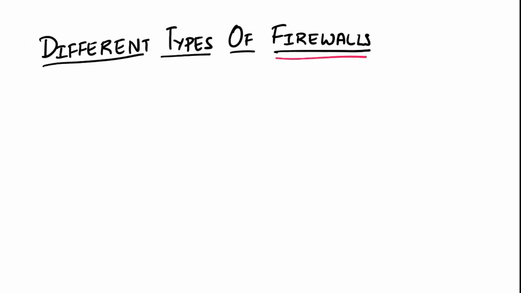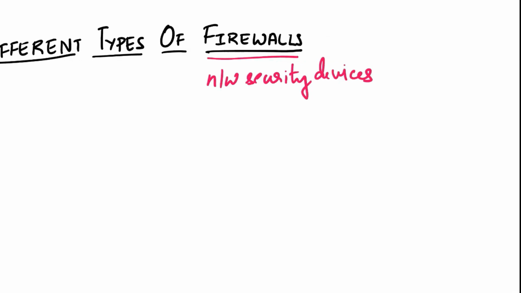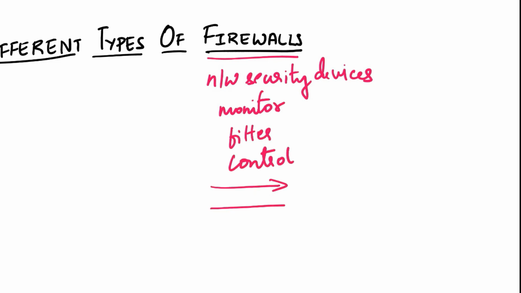Firewalls are essential network security devices, or these can be software solutions designed to monitor, filter, and control incoming and outgoing network traffic based on predefined security rules or policies. Okay, usually it is based on a set of predefined security policies or rules.